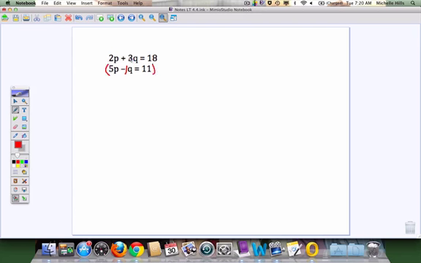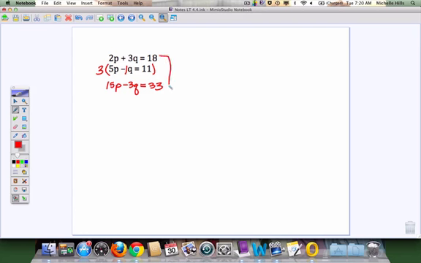And if that one's positive 3, to create opposites, I want this one to be negative 3. Since it's already negative 1, I'd have to multiply it by 3 to make this a negative or minus 3q. When I multiply by 3, notice the parentheses around the entire equation. Everything gets multiplied by 3. So 3 times 5p is 15p. 3 times a negative 1q is a negative 3q, so I write minus 3q. And then 3 times 11 is 33.